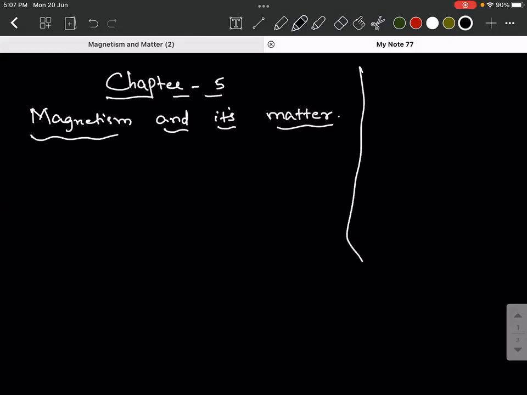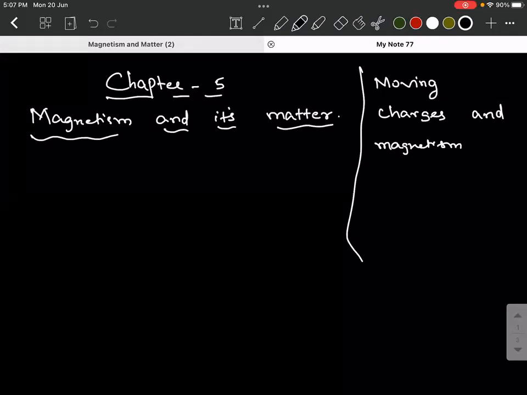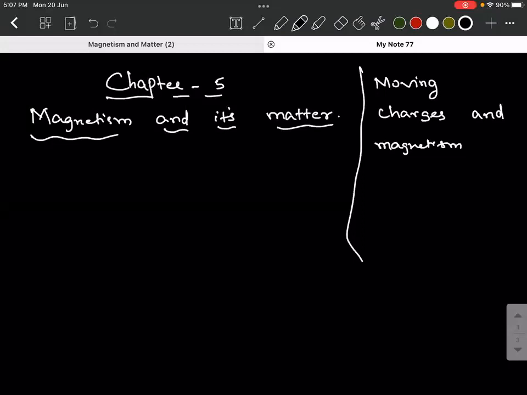So in the previous chapter, we were discussing moving charges and magnetism, right? So what is the difference between the previous chapter and this magnetism that we are trying to discuss? So what do I mean by moving charges here? Means if there are charges in motion, then we can say magnetism is generated, right?